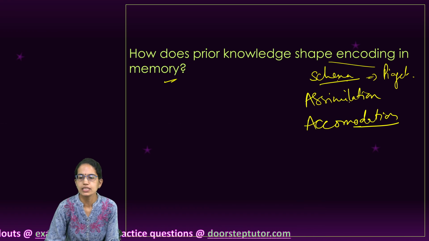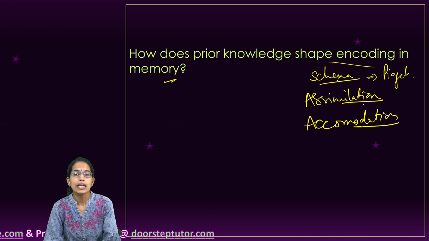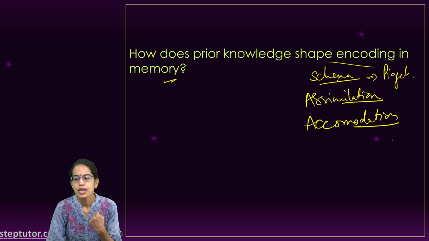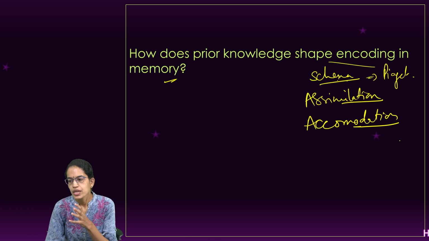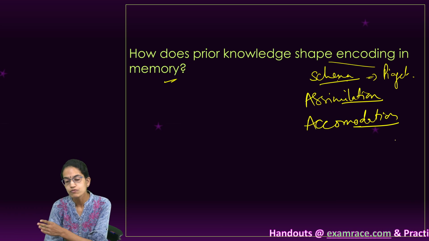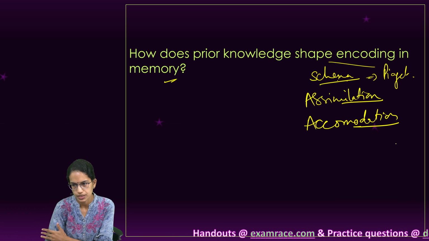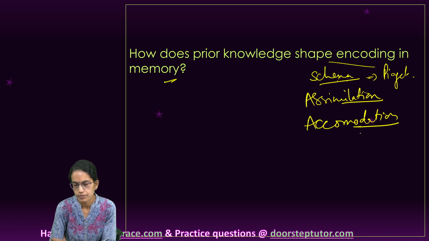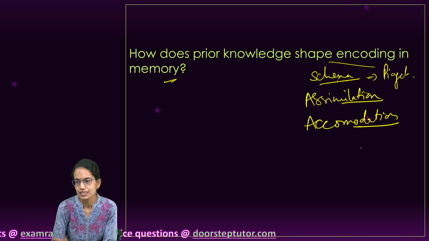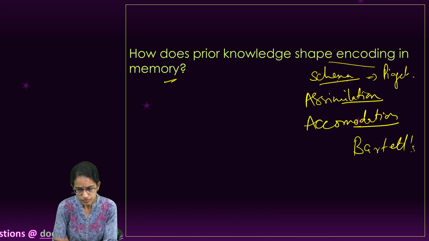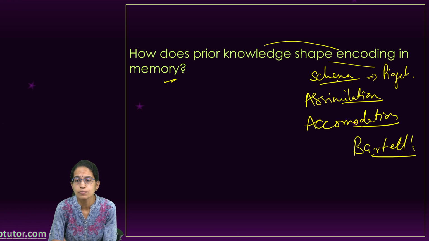So assimilation is any new information being absorbed into the existing schema, and accommodation is the existing schema being altered to form new schemas for new experiences. Okay, so those are the two important processes that we understand. Besides this schema theory, there is another theory which is Bartlett's theory. So first, understanding how does prior knowledge shape the encoding.